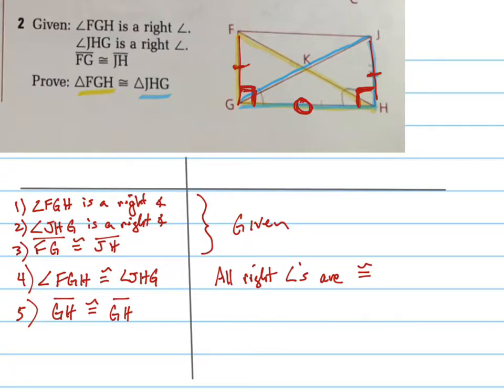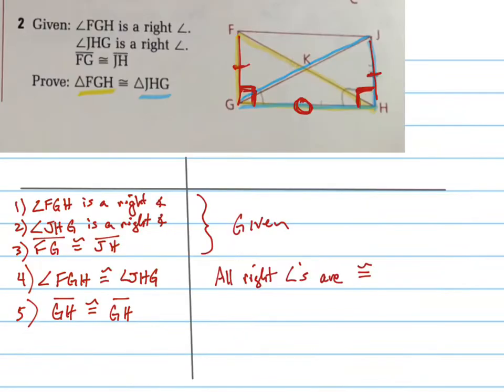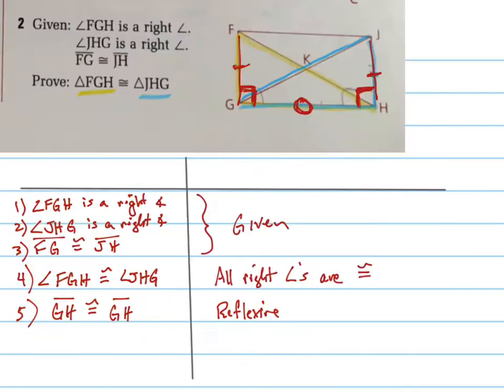And why? Look back at our rules. The reflexive property says that A equals A, basically. Something equals itself. So that's the reflexive property. Notice those are called properties, so you put the word property after it. That's the reflexive property.